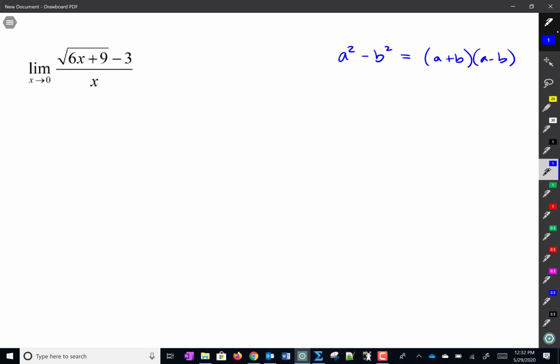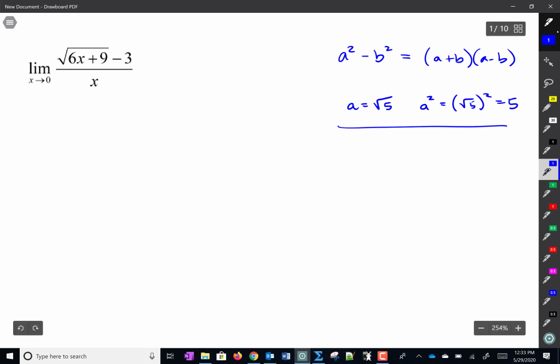What's important is both terms on the left-hand side are perfect squares. So if a or b happen to be square roots, when you square those values, they become whole numbers. That's what we're going to take advantage of. So in this case, we're going to say the value a is the square root of 6x plus 9, and the value b is 3.